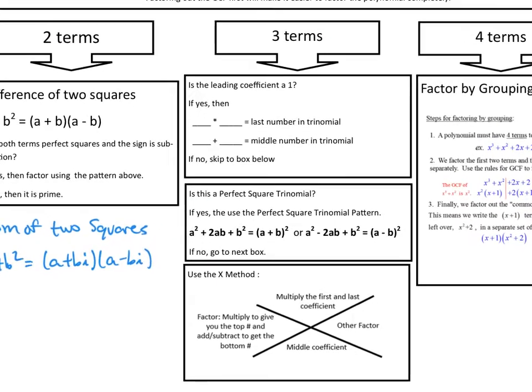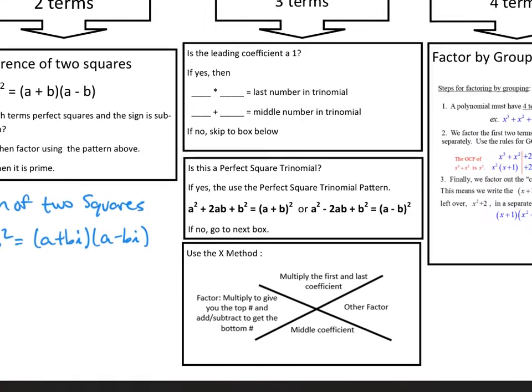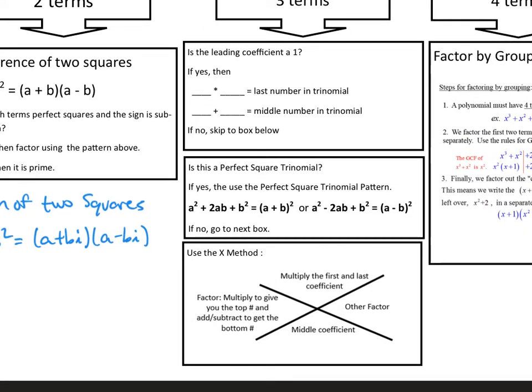All right, now let's go up to 3 terms. So first of all, if it's 3 terms, you already took the GCF out. Is the leading coefficient 1? If yes, then you can go straight to your X or your chart. What factors multiply together to give you the last number in the trinomial? And then what factors of those add to give you the middle term? So if you want the X factor or the chart, your A is 1, so it's not hard.